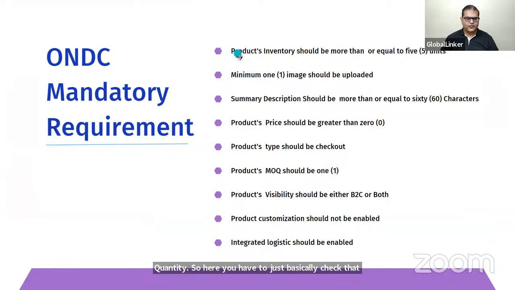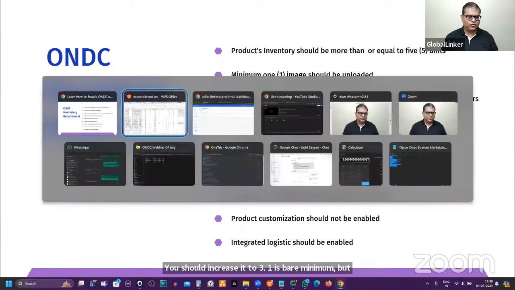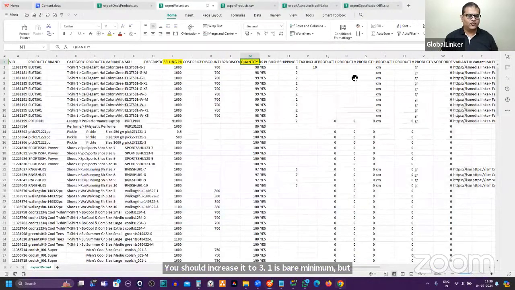All right. So that is the first mandatory requirement. Minimum 1 image should be uploaded. You should increase it to 3. 1 is bare minimum, but ideally it should be 3 images which you should upload. But 1 is the bare minimum that you should upload.